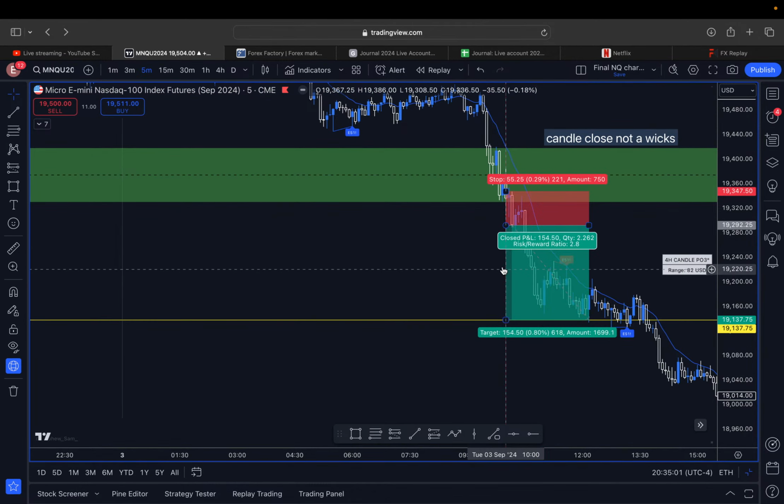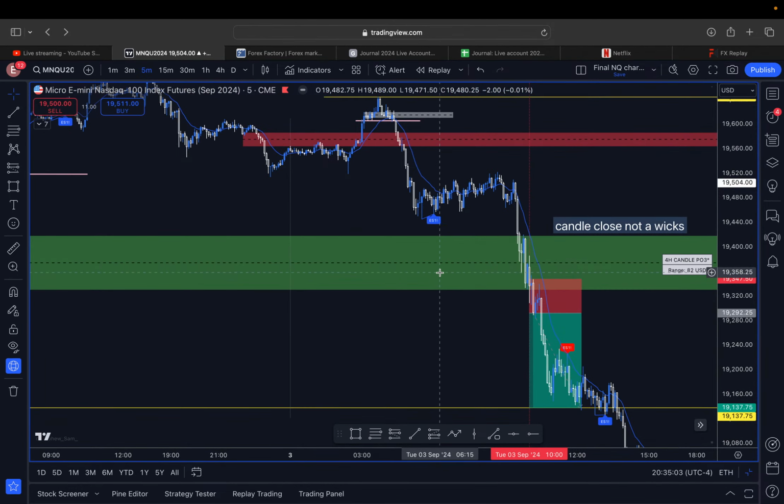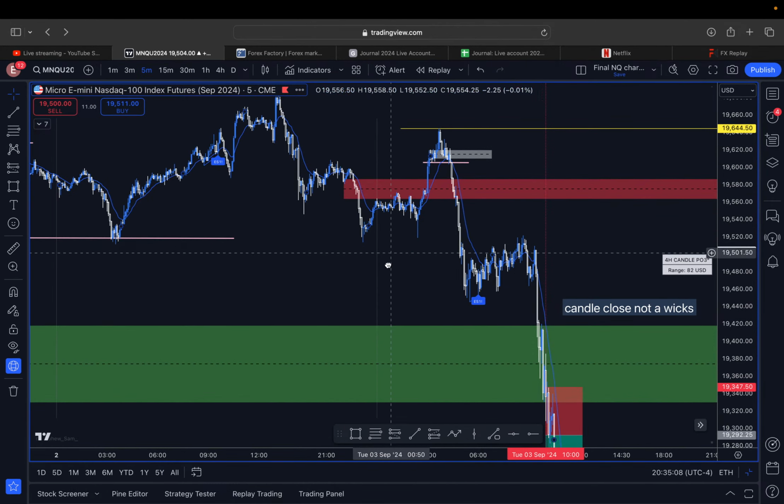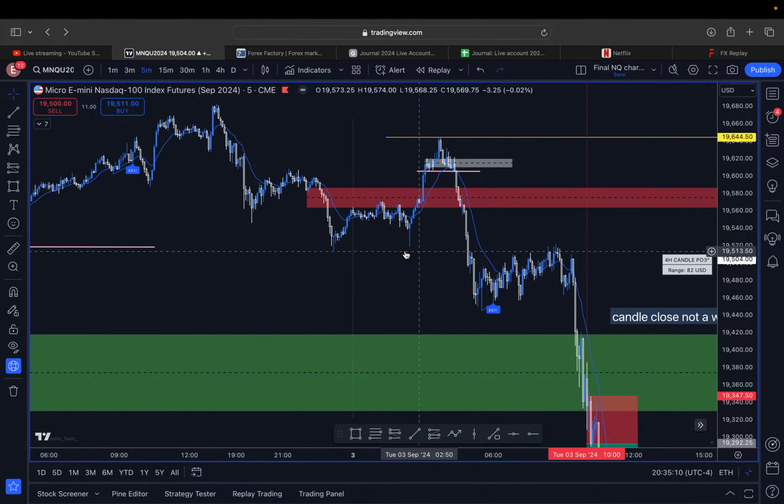I see it's so complicated. It's so complicated. Find what you like. Now, you might like Power of 3. Power of 3 is accumulation, which is kind of hard to see sometimes. It really is.